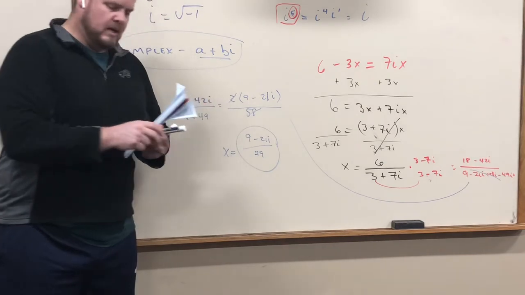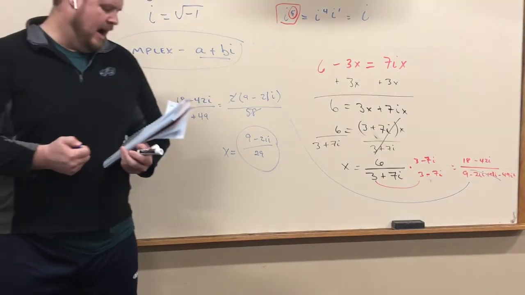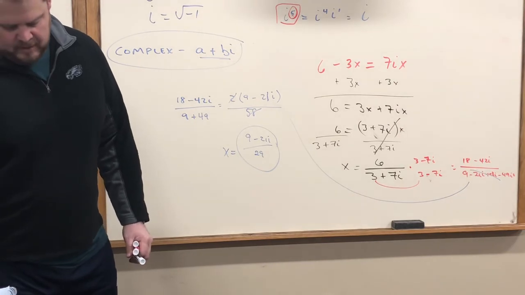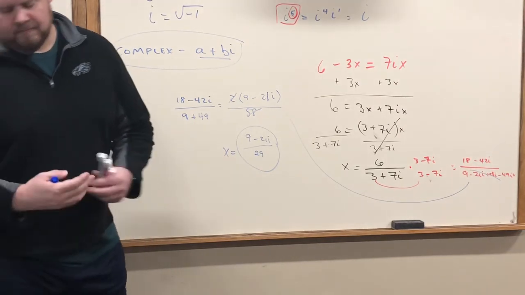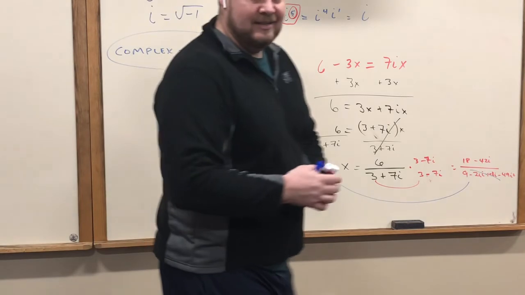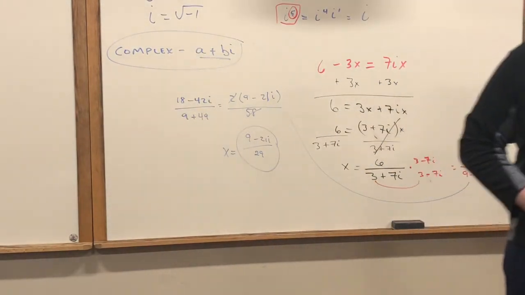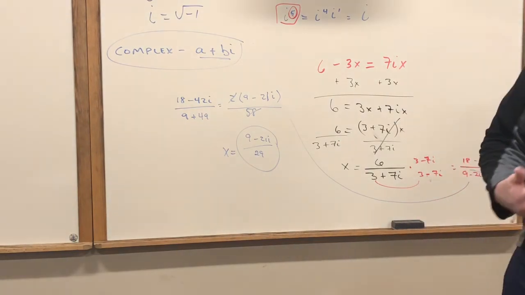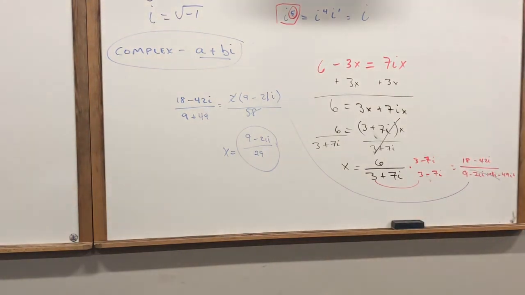Why can you do that? Because you cannot leave an i in the basement. You can't leave i in the bottom of an equation. The reason you can't is because it is like a square root. You can't leave a square root in the basement. You can't leave an i in the basement. So those are the two key components you must remember in doing this lesson.